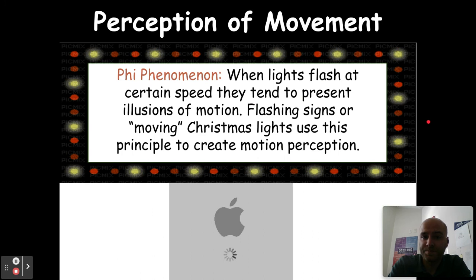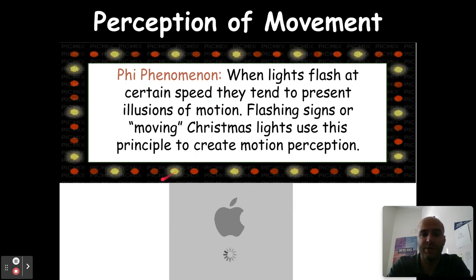Another perception of movement is something called the phi phenomenon. When lights flash at certain speeds, they tend to present the illusion of motion. Okay, so for example, up here, you can think of a marquee around an old school movie theater. These yellow lights are flashing on and off, and it seems as if they're moving across the light bulbs, when in reality, they're not moving. It just makes it look like they are based on how the lights flash on and off. Okay? You can think of flashing signs or moving Christmas lights. They use this principle to create motion perception.